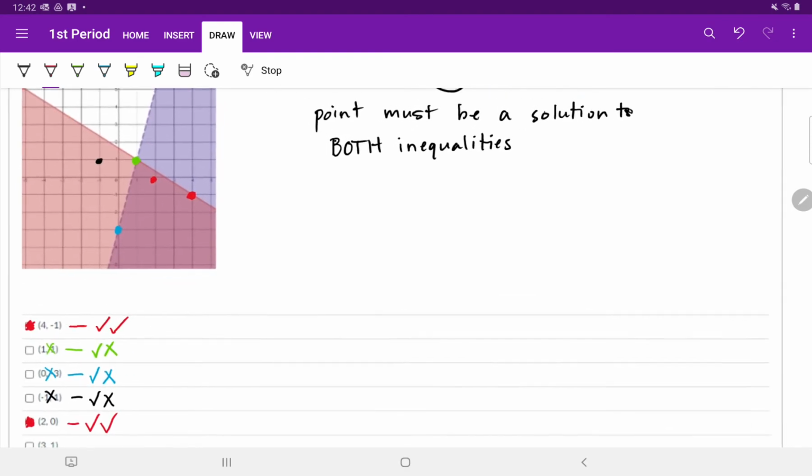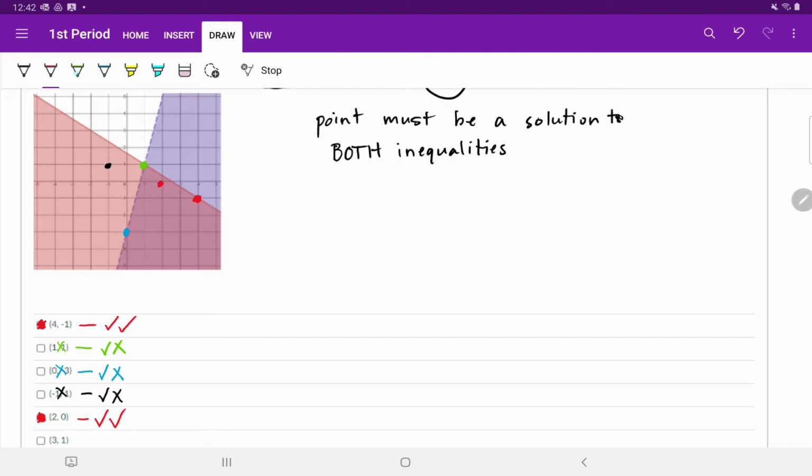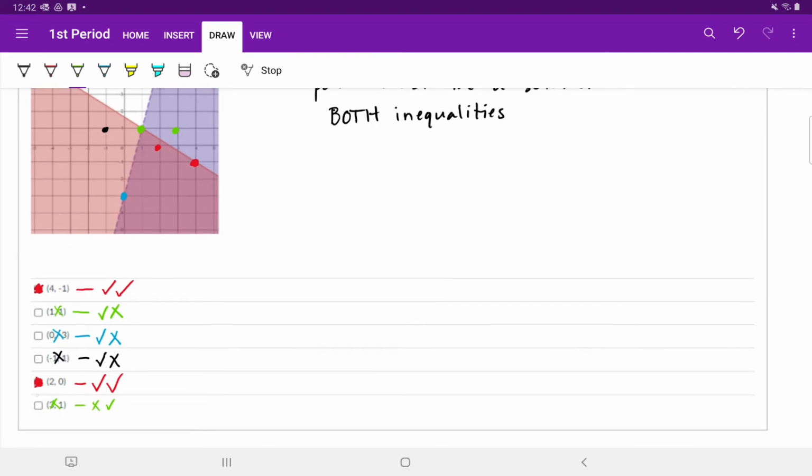All right, last one, 3, 1. So 3, 1 is going to be located right here. This is not a solution to the red line. It is a solution to purple, but that doesn't matter because it has to be a solution to both. So this one is not an answer. So for question 6, only 2 of these points are solutions to the system.